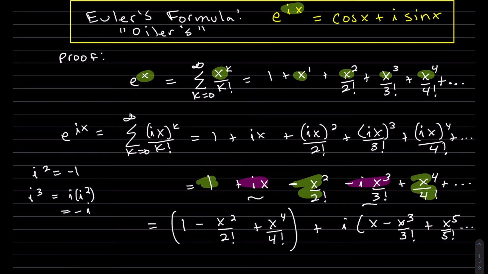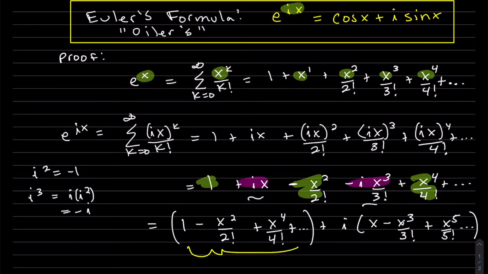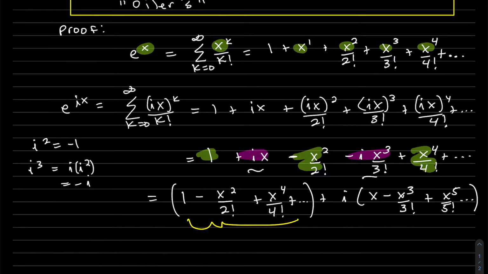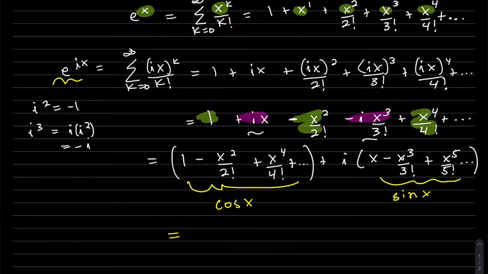So if I group these, I group those, and I did forget to write, this goes on forever. Well, do you recognize what we have? We have an alternating even series and an alternating odd series, and if you remember, this is the series for the even trig function, cosine of x. Not a coincidence that those are even powers. And this is the odd, which is the series for sine of x. So we proved that this is equal to cosine of x plus i sine of x. That's e to the ix.